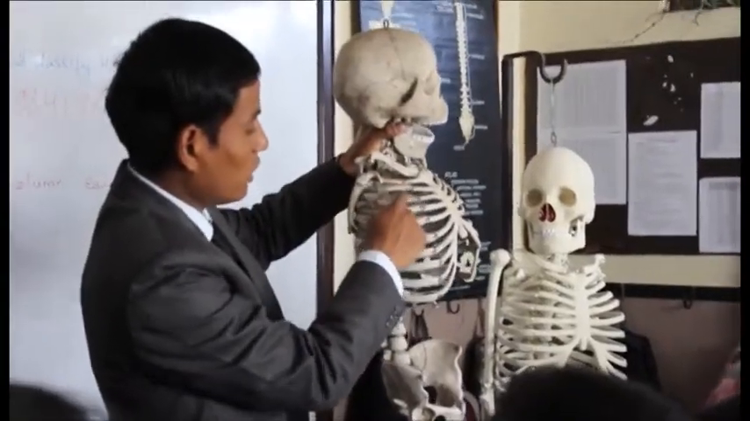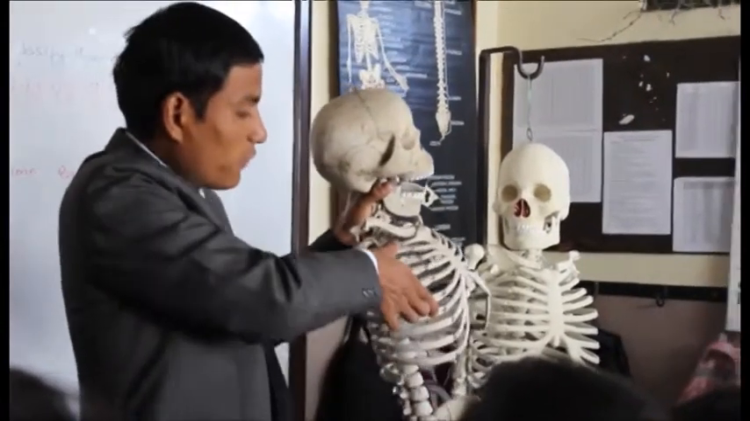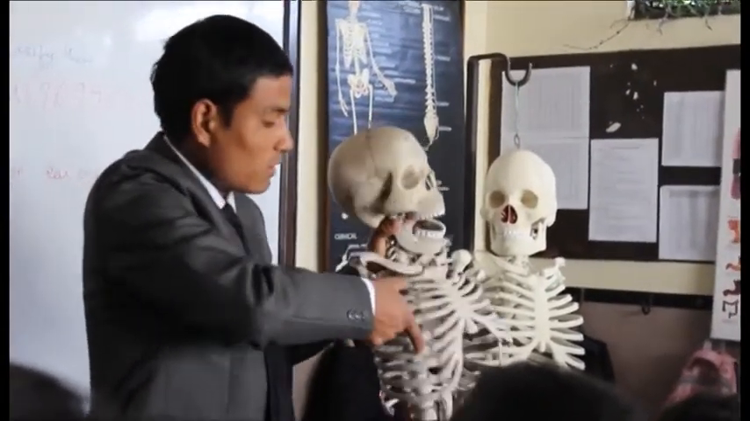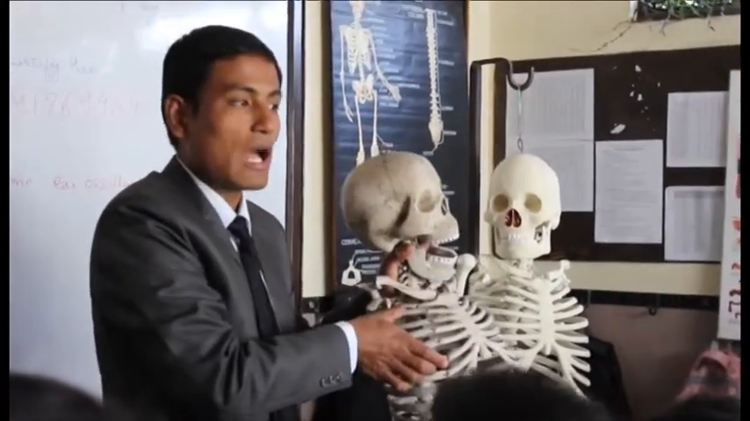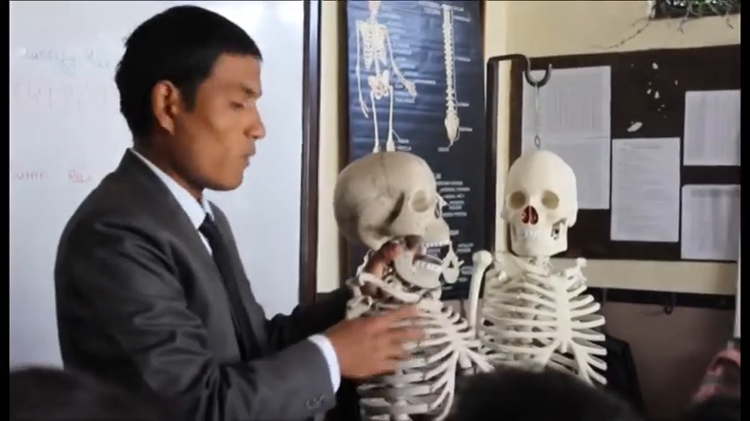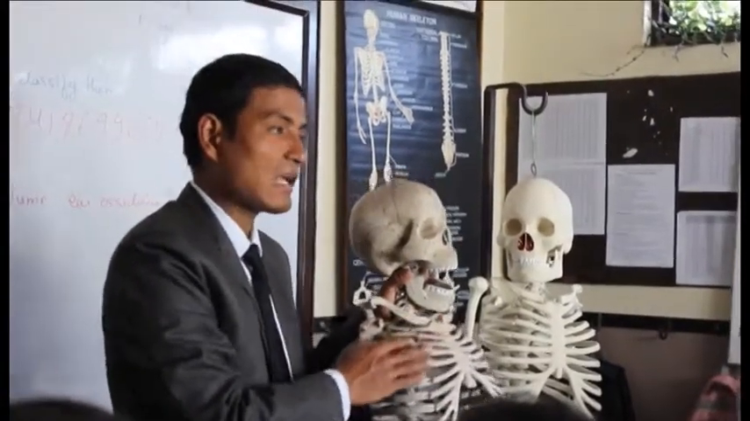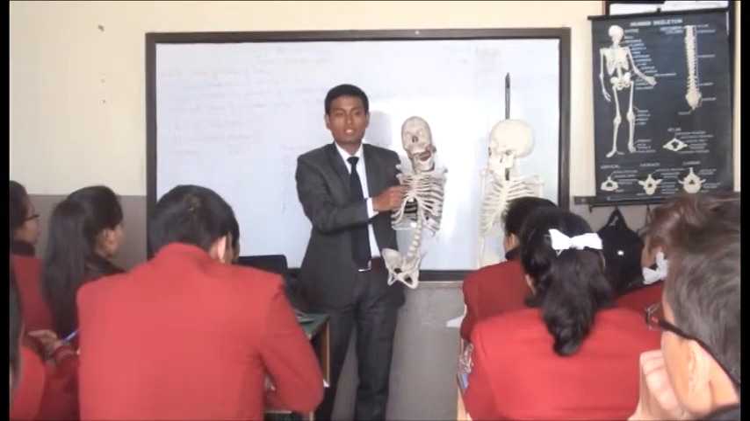First, 1, 2, 3, 4, 5, 6, 7. These first 7 bones, ribs on both sides. 7 here, 7 here. These first 7 bones are called true ribs. Why they are called true ribs? Because they are directly connected to the central sternum.